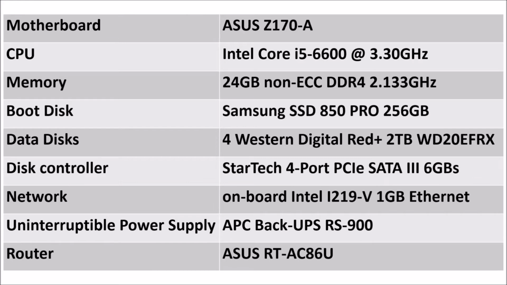As far as data disks, I have 4 2 terabyte drives in there. They're Western Digital Red series. Western Digital sells different series depending on the use. Red is their series recommended for NAS usage because generally speaking, the disks are spinning 24/7.